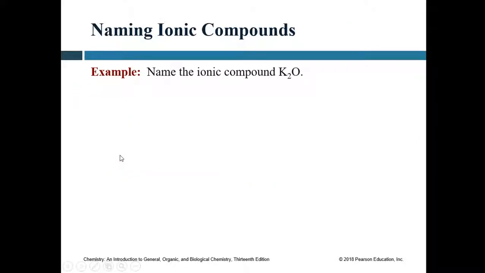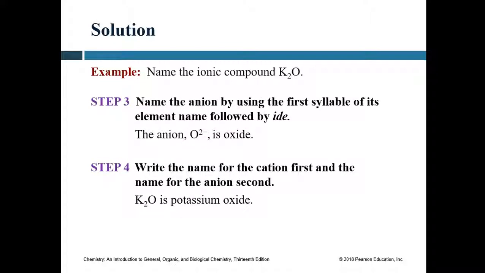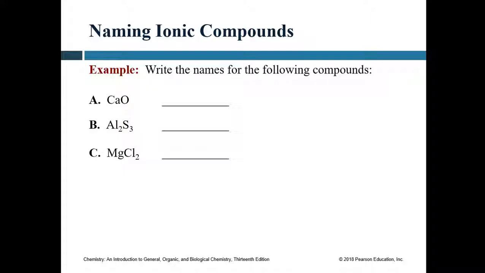So let's name this ionic compound K2O. Well, K is potassium, and oxygen we change the ending to ide. So potassium and then oxide. Write the names for the following compounds. Press pause and come back.